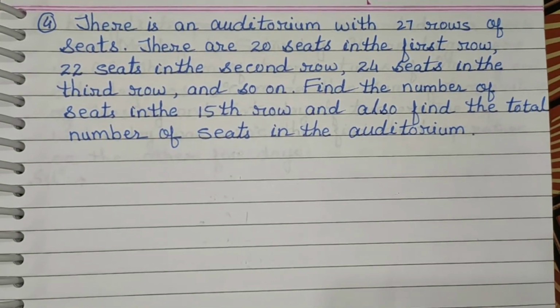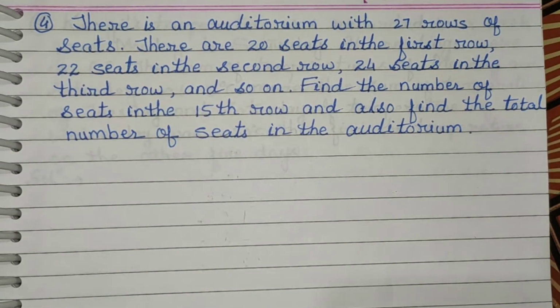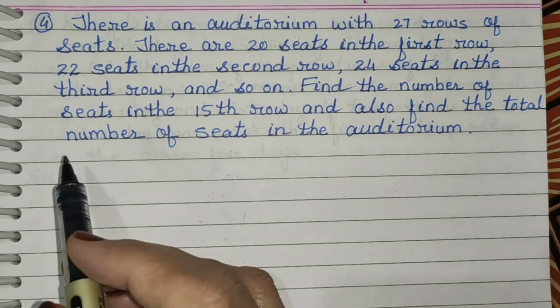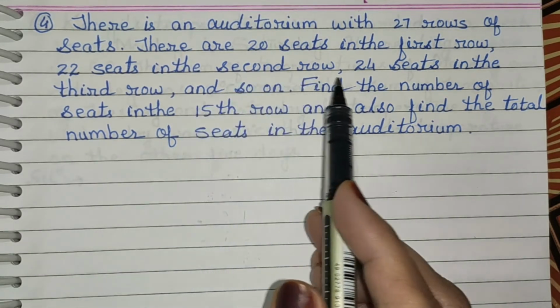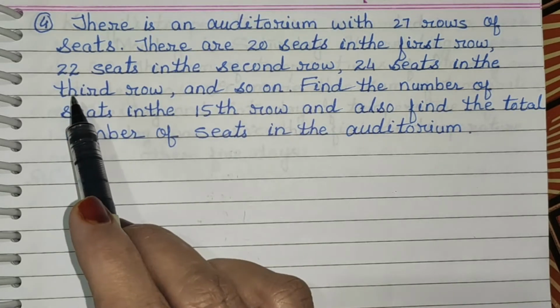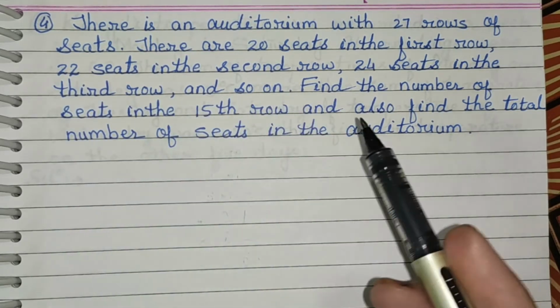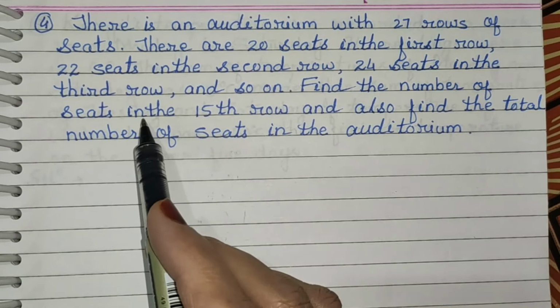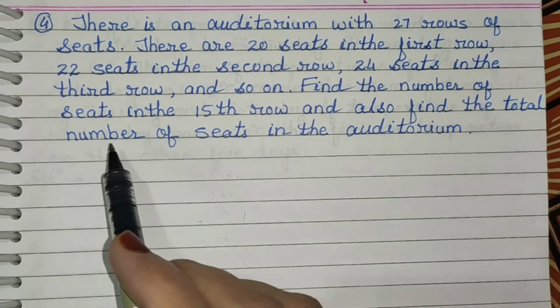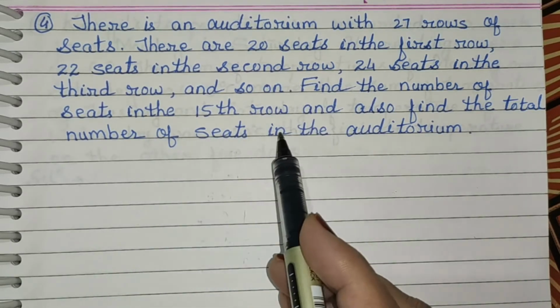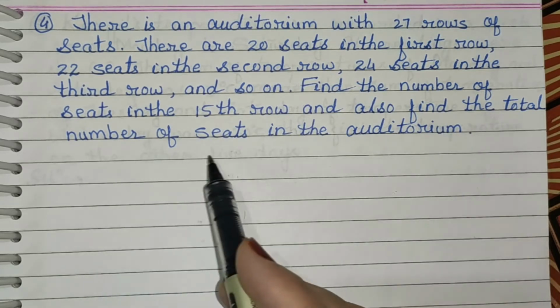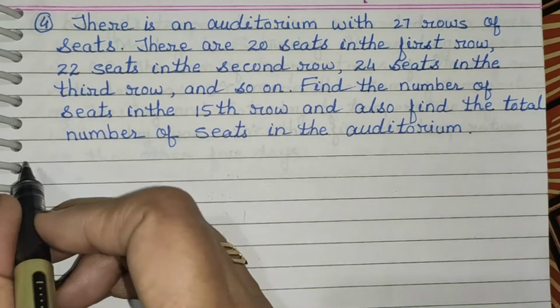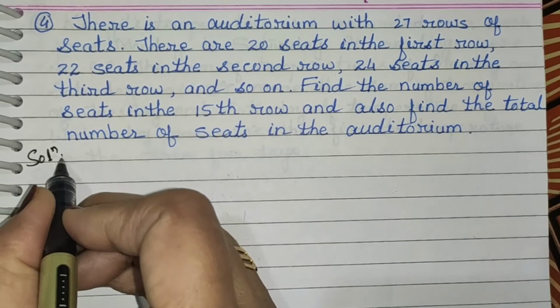Now the next question is, there is an auditorium with 27 rows of seats. There are 20 seats in the first row, 22 seats in the second row, 24 seats in the third row, and so on. Find the number of seats in the 15th row and also find the total number of seats in the auditorium. Now write down the solution here.